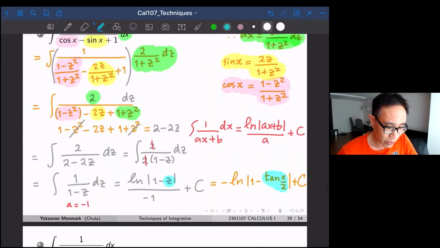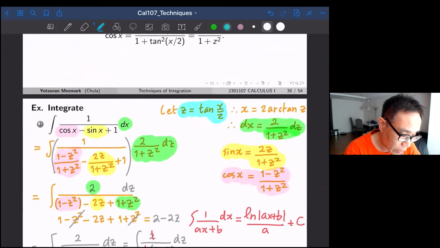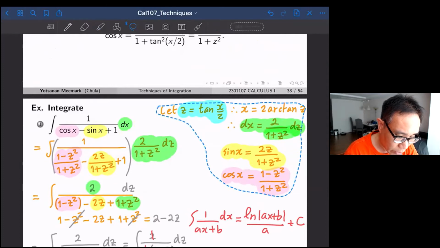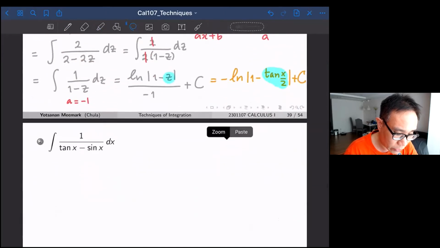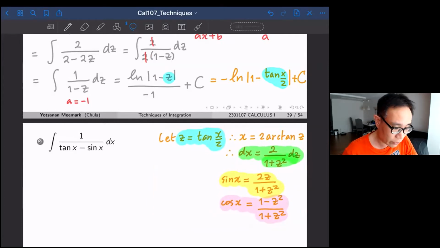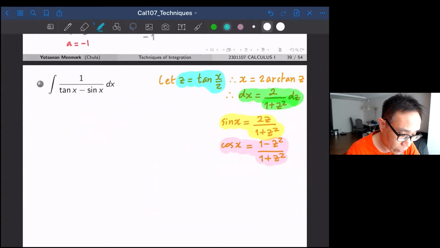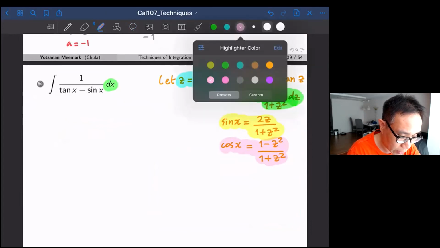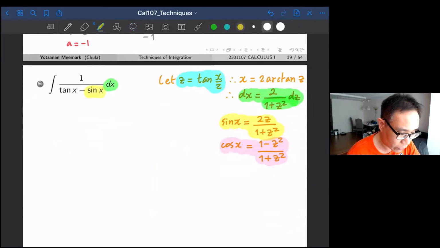Okay, so the next one you have 1 over tan x minus sine x dx. So you're going to begin with the same 5 items that you have here. So let me just crop them, okay, to use on the next page. So I just copy this guy and I'm going to use the same color as you can see. You're going to use the green guy for dx and you have sine x, which is the yellow guy. So you need the yellow, okay, and you're going to find tan x.